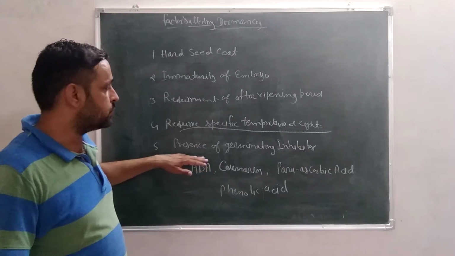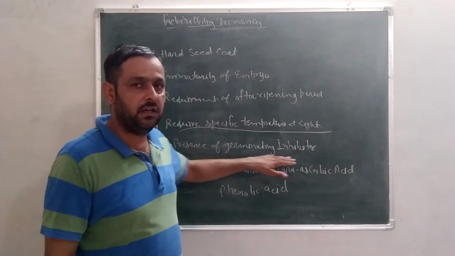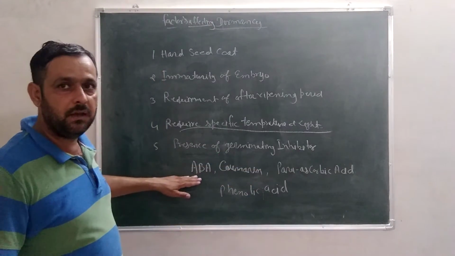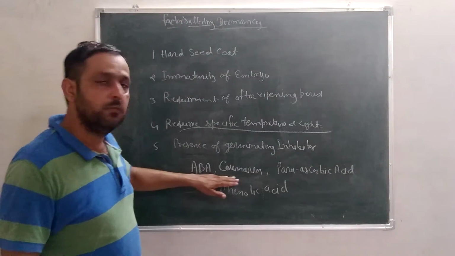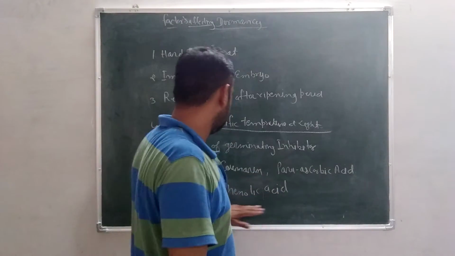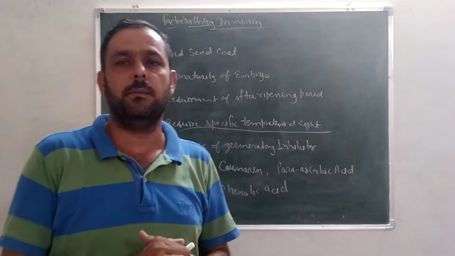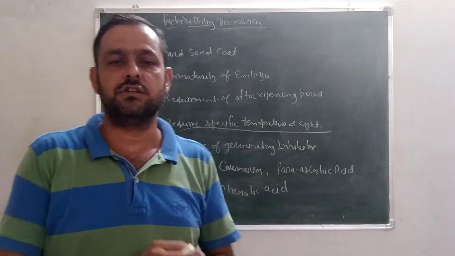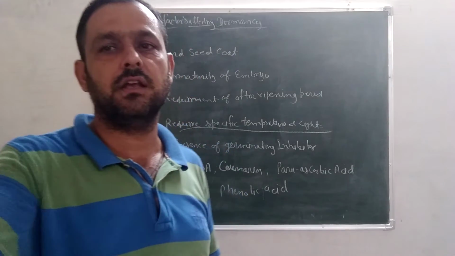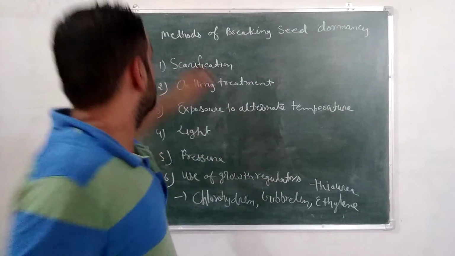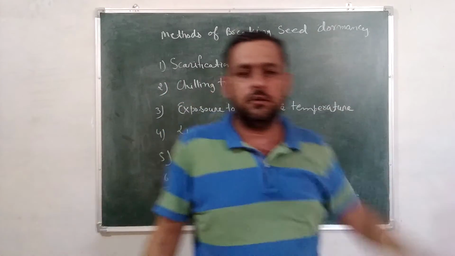Write the factors which are called germinating inhibitors. First, ABA, abscisic acid, coumarin, para-ascorbic acid and phenolic acid are the germinating inhibitors. Now our next topic is methods of breaking seed dormancy.